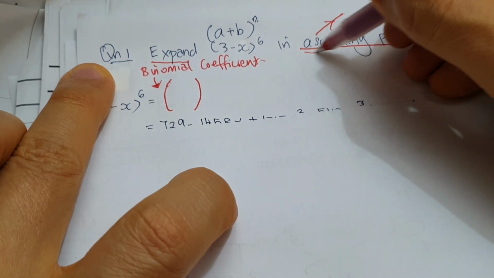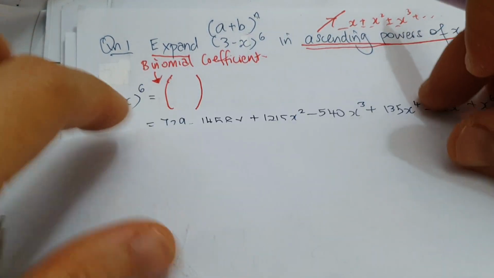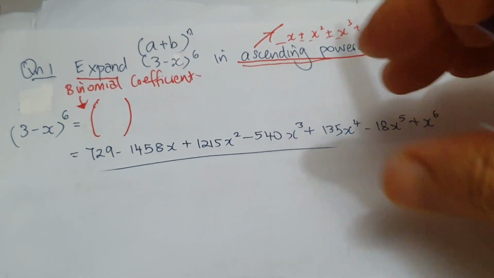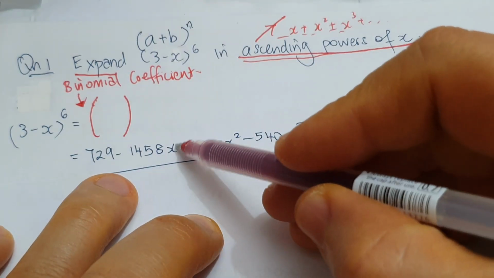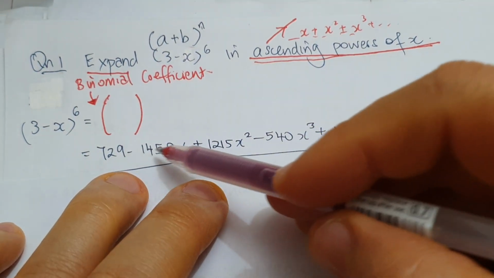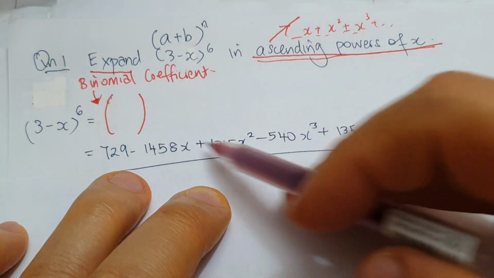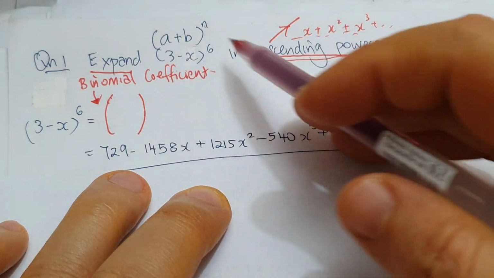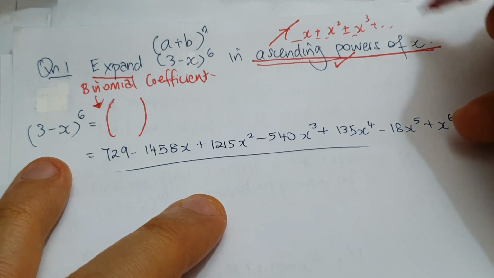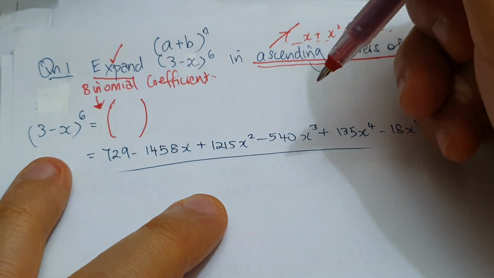What we mean by ascending powers of x is that after expanding, I show you the answer, your powers should be in ascending order. You see, this is x power 0, then x power 1, power 2, power 3, power 4, and so on and so forth. As long as the powers are increasing, you have answered the question. But if your powers are decreasing, then you have done it wrongly. Now that we have understood what ascending powers of x is, and what they want us to do, they want us to expand this. Let us see how we can do the expansion.